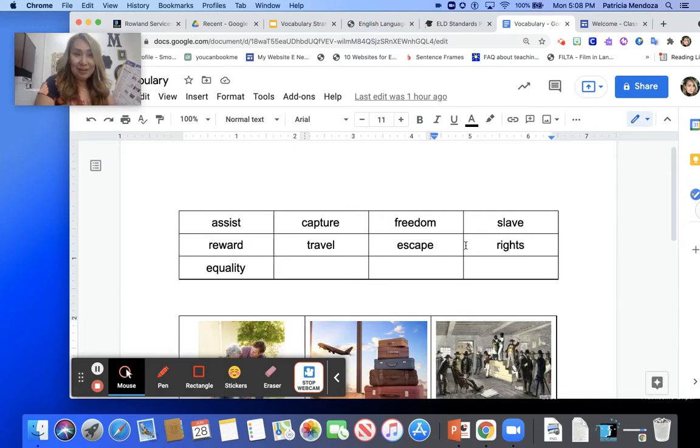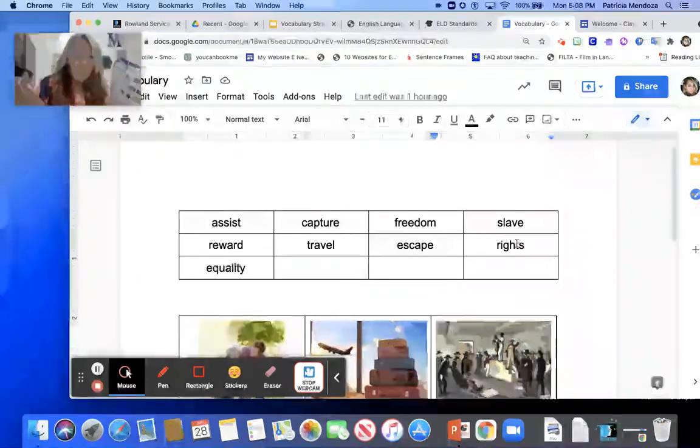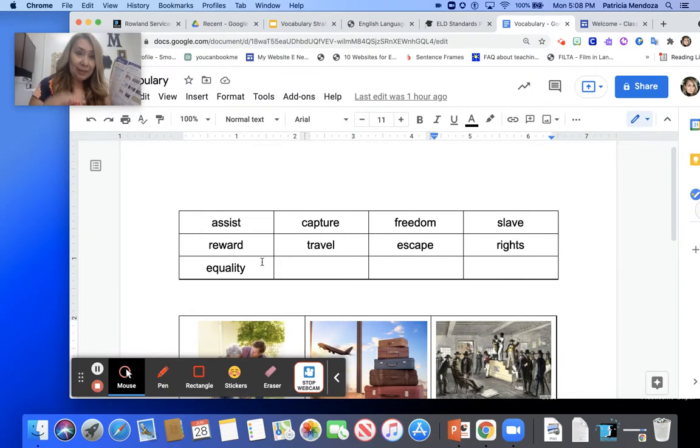I wrote them down here on the screen where it says assist, reward, equity, capture, travel, freedom, escape, slave, and rights. Actually, the top 8 were what was included in the teacher's manual. Then I read a little further in the story that there was going to be a word that I want them also to know, and I just added equality.